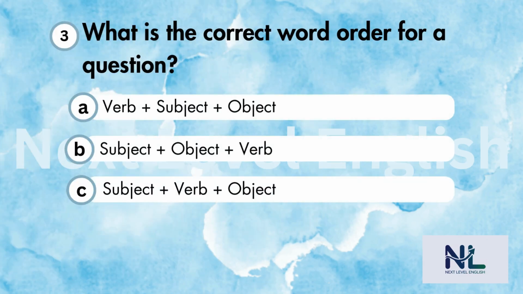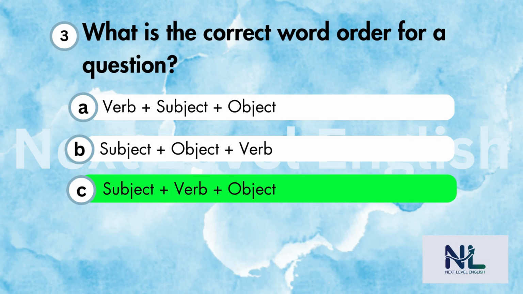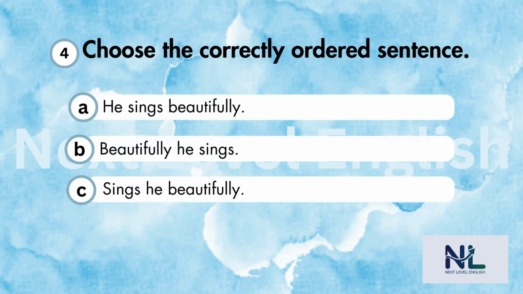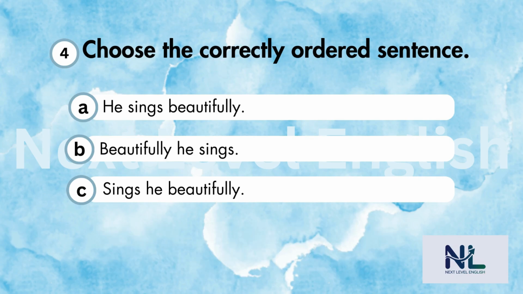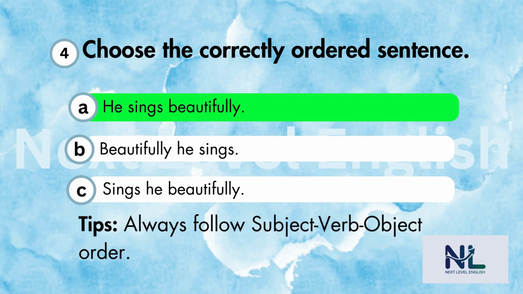3. What is the correct word order for a question? Subject plus verb plus object. Tips: subject verb inversion is needed in questions. 4. Choose the correctly ordered sentence. He sings beautifully. Tips: always follow subject verb object order.